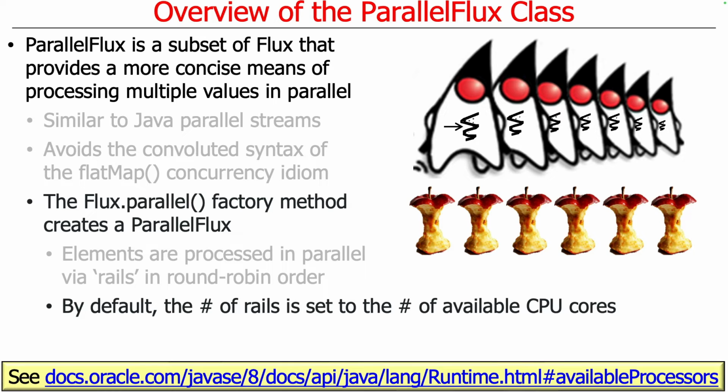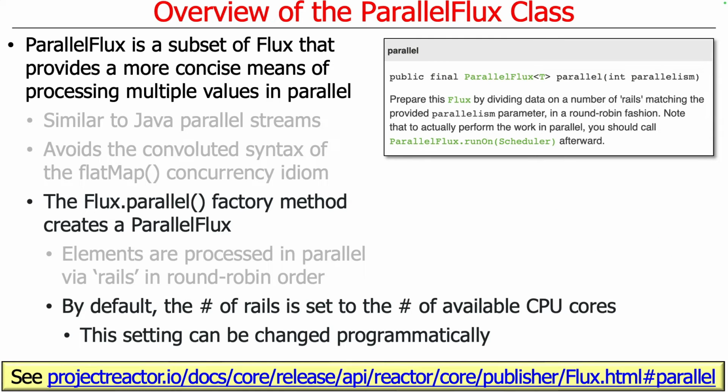By default, if you don't provide a parameter to parallel, the number of rails is set to the number of available CPU cores, which is pretty typical. You can change this setting programmatically by passing in a different value to parallel. Now, what's important to remember is that just because you make something a ParallelFlux, it doesn't mean it's going to start running in parallel. So there's another step that you have to remember to do.